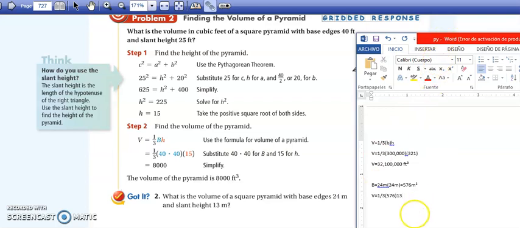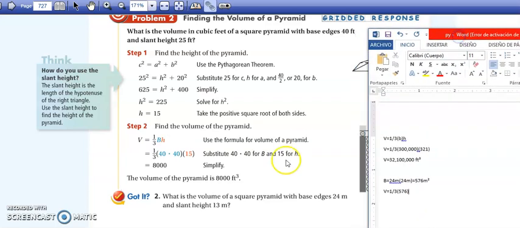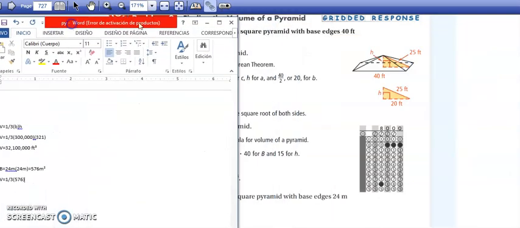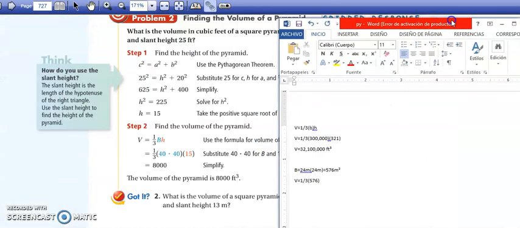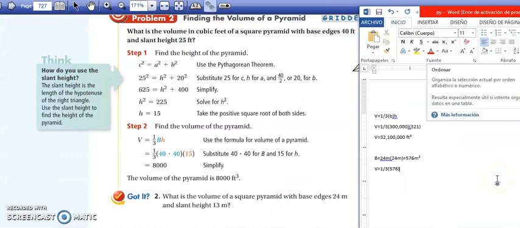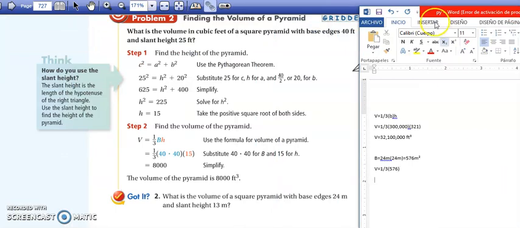Now, this 13 is not the height that we are looking for, because this is the slant height. We need the total height of the figure. In other words, what we have in this figure is this part, this number. We have to use the Pythagorean theorem to find this one.